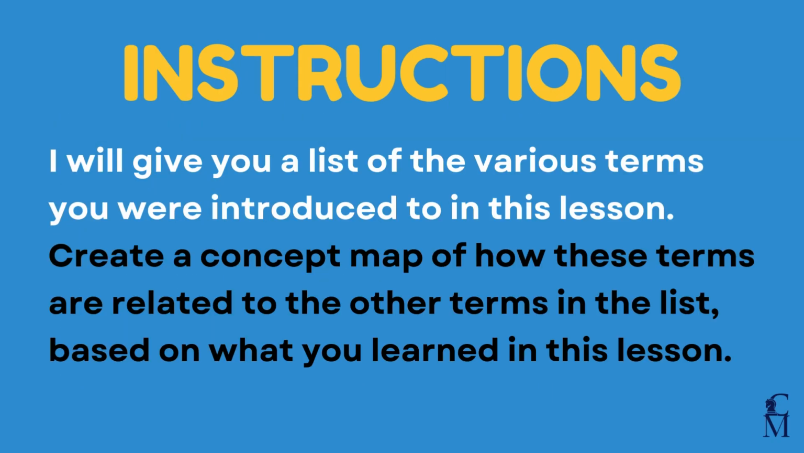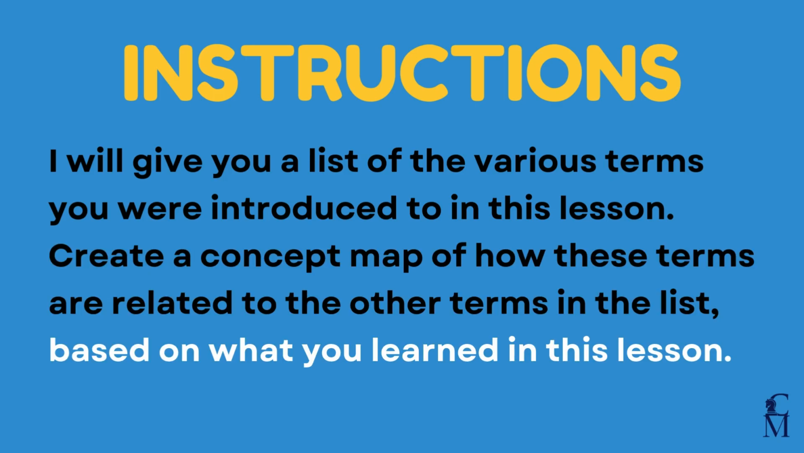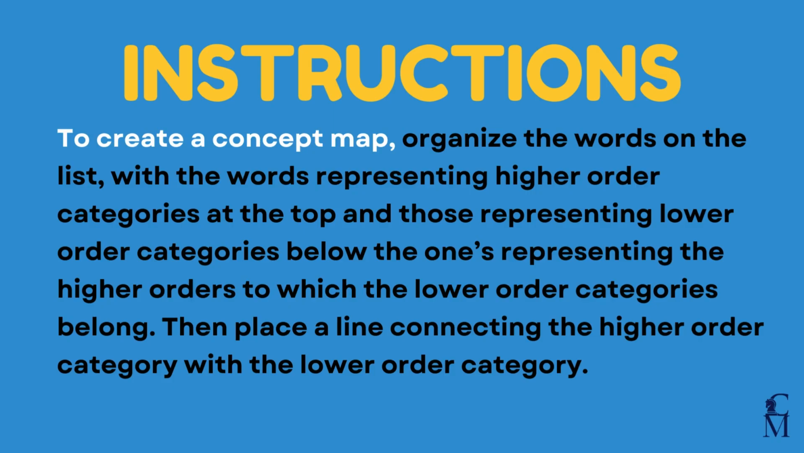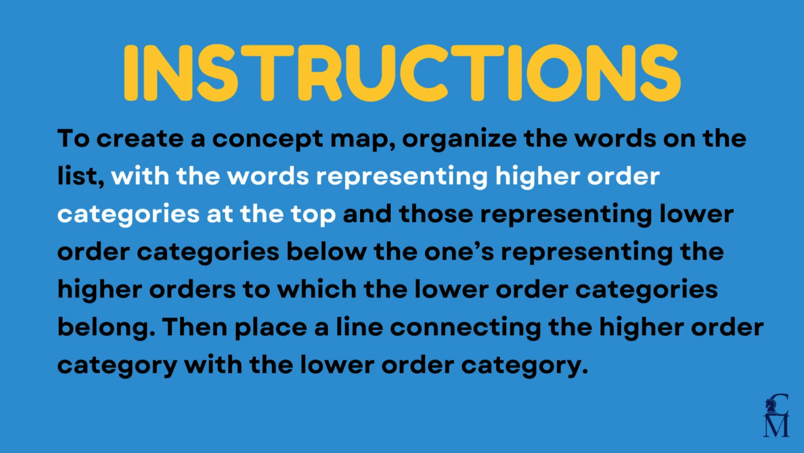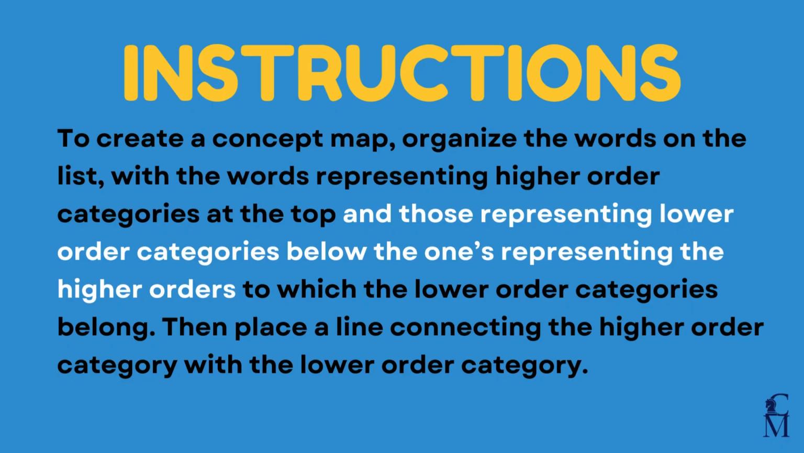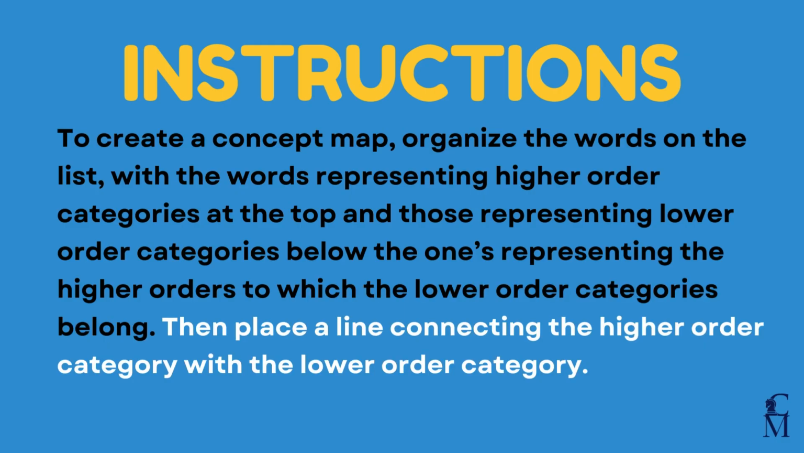Instructions. I will give you a list of the various terms you were introduced to in this lesson. Create a concept map of how these terms are related to the other terms in the list, based on what you learned in this lesson. To create a concept map, organize the words on the list, with the words representing higher order categories at the top and those representing lower order categories below the ones representing the higher orders to which the lower order categories belong. Then place a line connecting the higher order category with a lower order category.